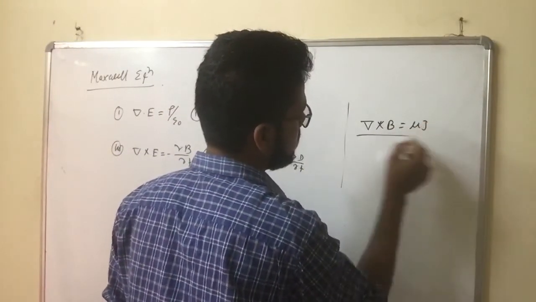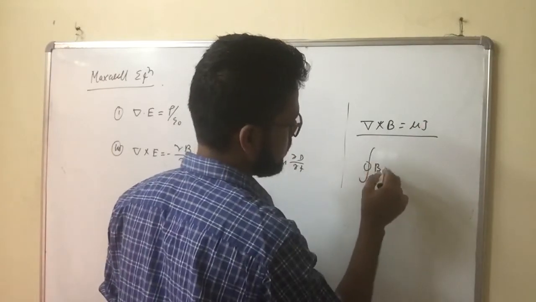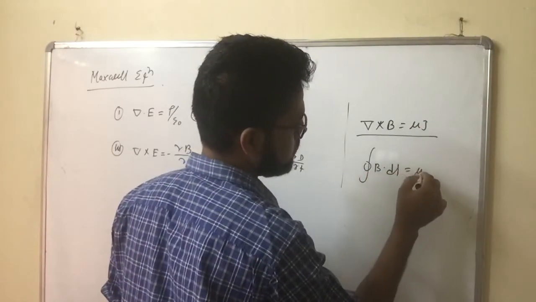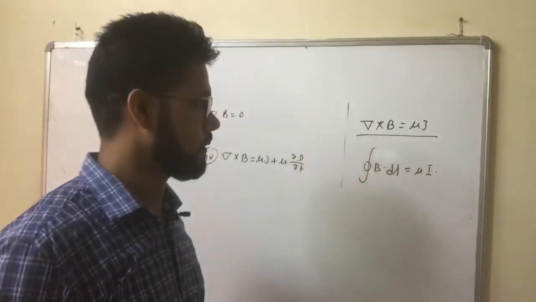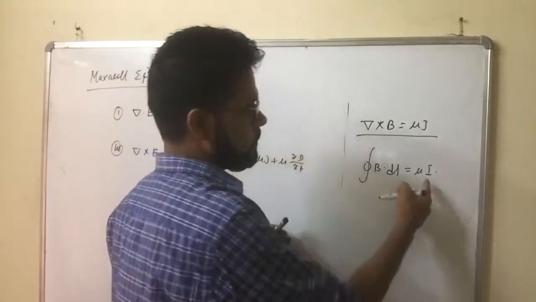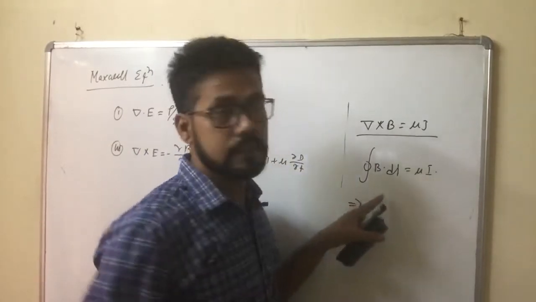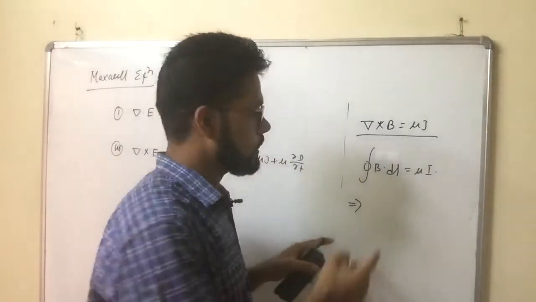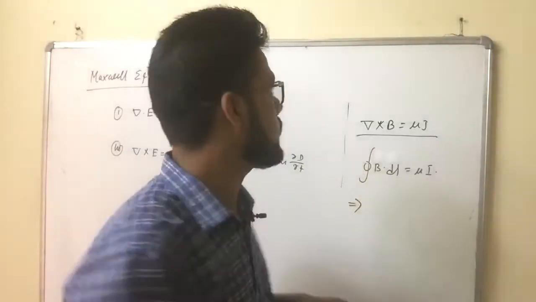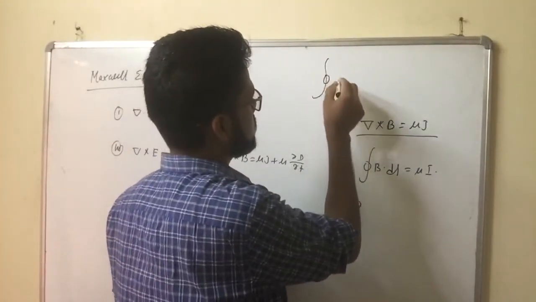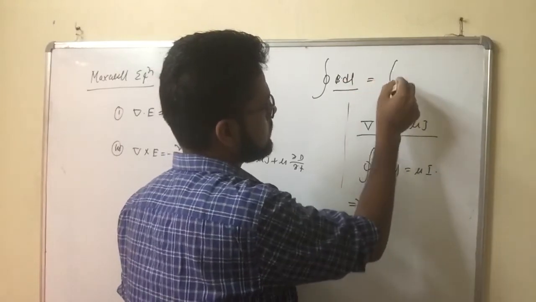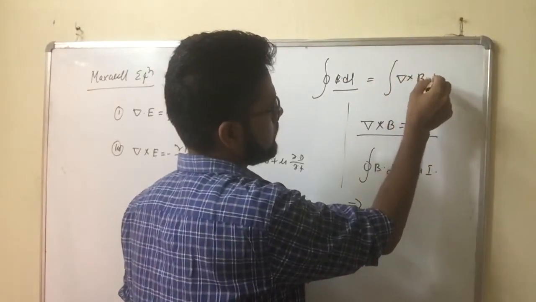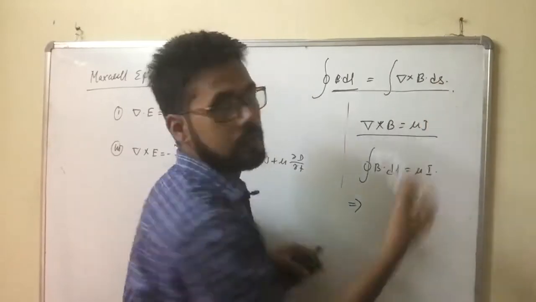Curl of B equals mu J. From where is it derived? We know the line integral of B dot dl equals mu I. This is according to Stokes law. I have already told what is meant by Stokes law. This is Stokes law. B dot dl. When there is a line integral, we can take it as a surface integral of that vector. This is Stokes law.